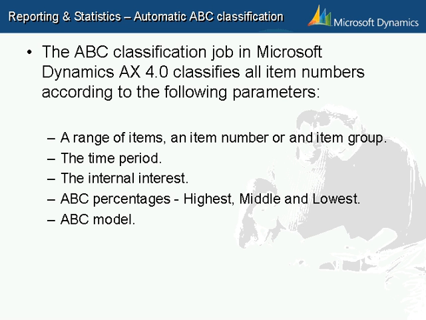When running an automatic setup of ABC classification, all item numbers are categorized according to the selected ABC classification and based on the ABC model. This job is often used in organizations that have large inventories. For such an organization, it is not always practical to manually assign the classification. Now let me show automatic and manual ABC classification setup.